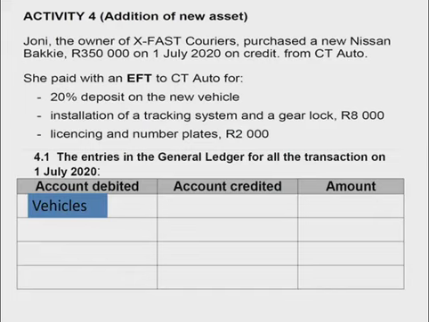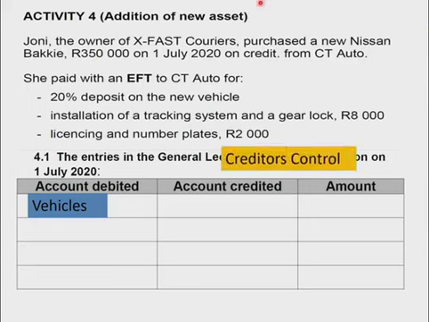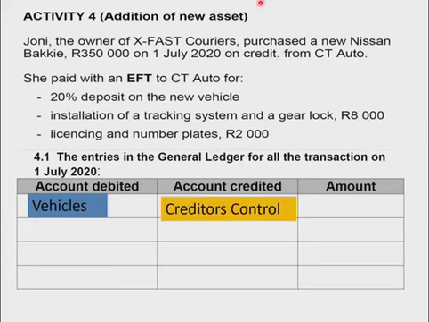So my vehicles will increase with the cost price. But now, the account credit is, how did I buy the vehicle? Did I buy it cash? Then I will have to write bank, because then I'll have to record it in my cash payments journal. Or did I buy it on credit? That means I owe somebody money, and that person that I owe money is called a creditor. Therefore, the account credit will be creditors control.